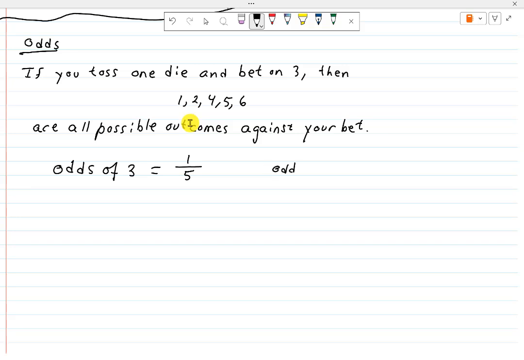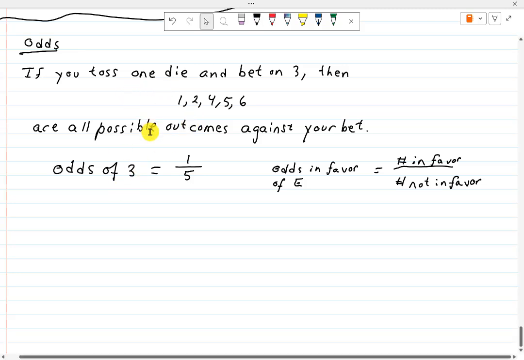So the way you do it is this. You have odds in favor of some event E. That will be the number in favor divided by the number not in favor. I don't know how much that formula is going to help you. This is probably a better example to illustrate that. But there is a second formulation that you can do.